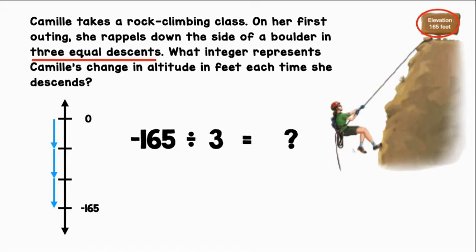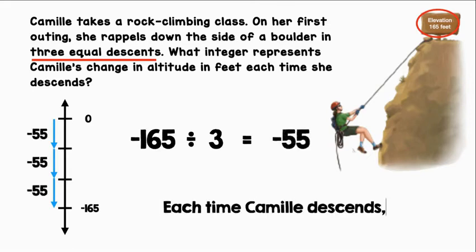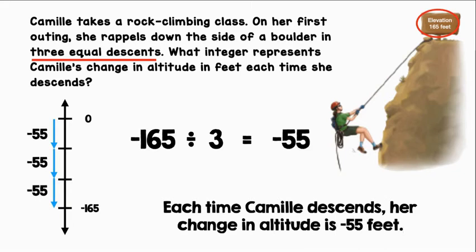Negative 165 divided by 3 equals negative 55. Each time Camille descends, her change in altitude is negative 55 feet.